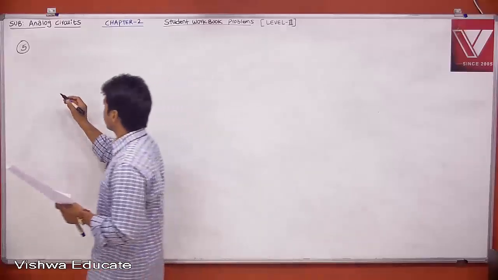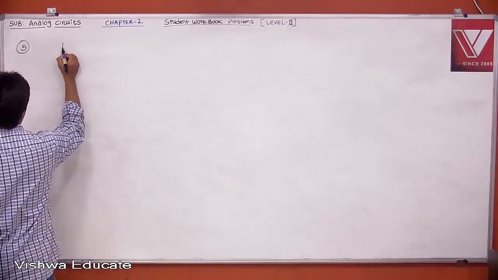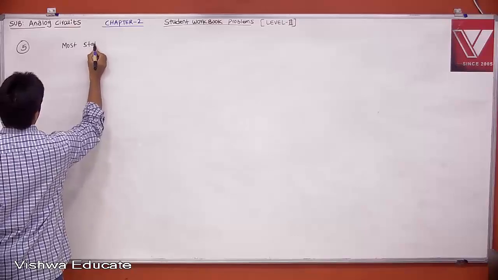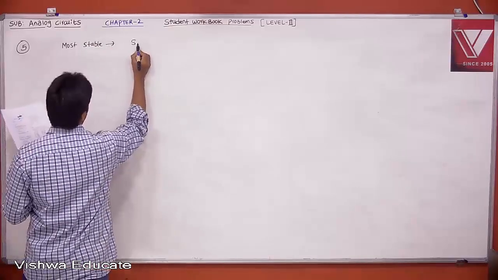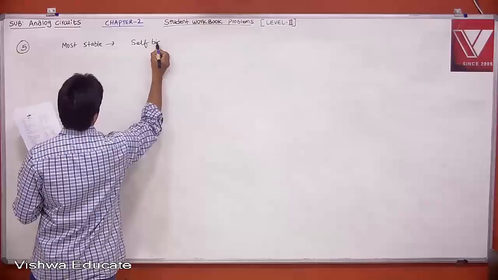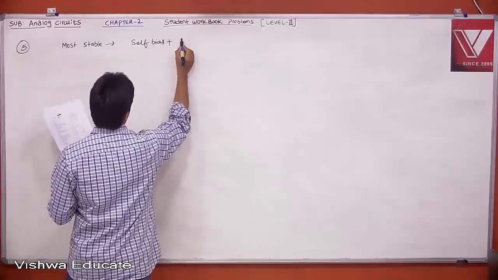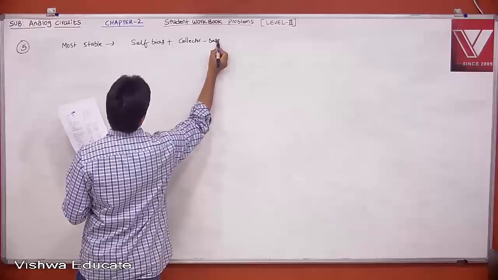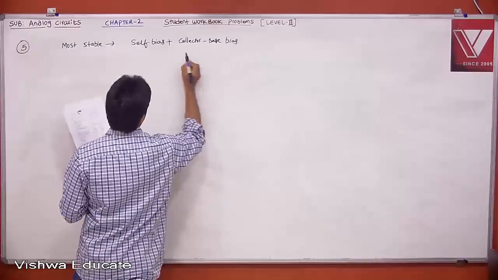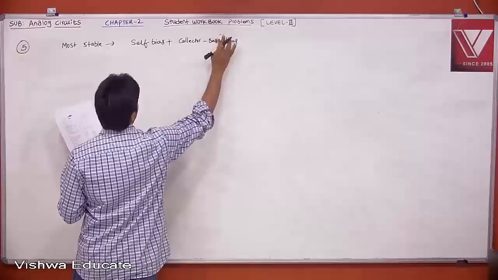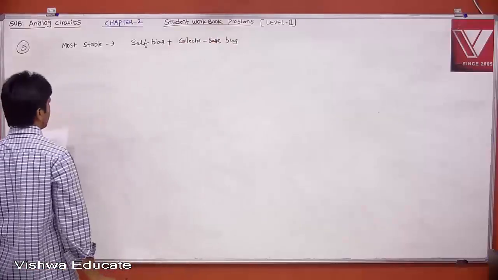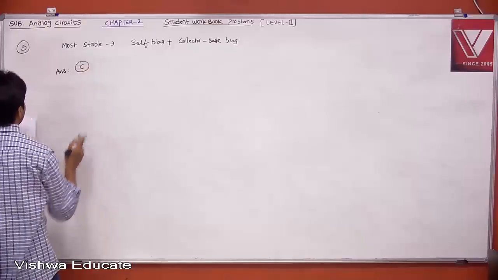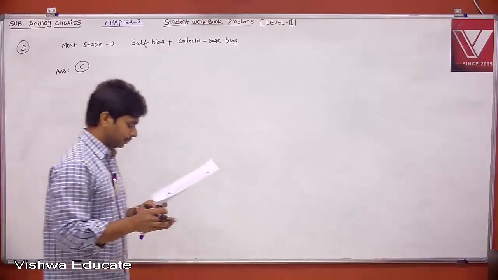No need to say more. Which is the most stable? Most stable out of 4 is self bias plus collector to base bias. Collector to base bias is what is giving more stability. Therefore, what is the answer? Answer is C. Straightforward.